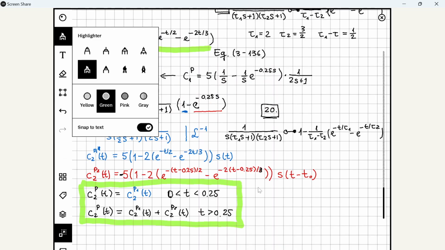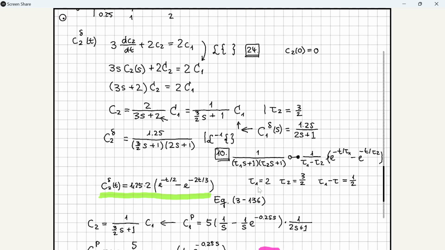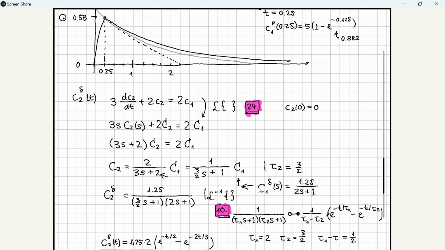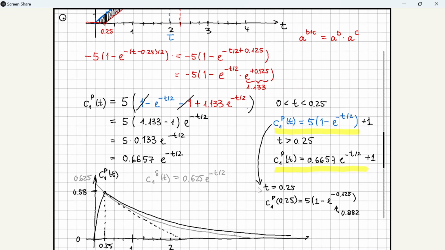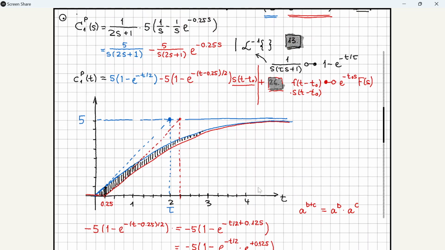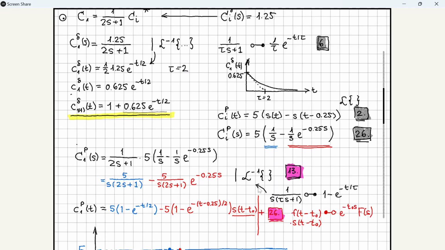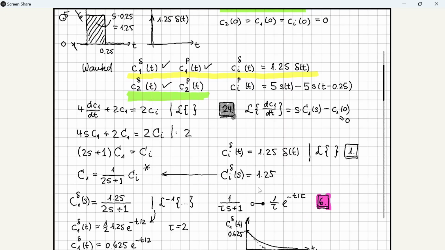For example, here, let's highlight them in pink. So we had number 20, and what else do we have? We had number 10, we had number 24. Do you see another one? 26, number 13. These are the most commonly used Laplace transforms. 26 again, number 2, number 6. So effectively everything that's important was done and used in this example, number 1 as well.